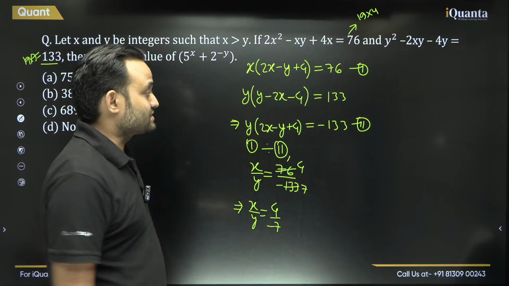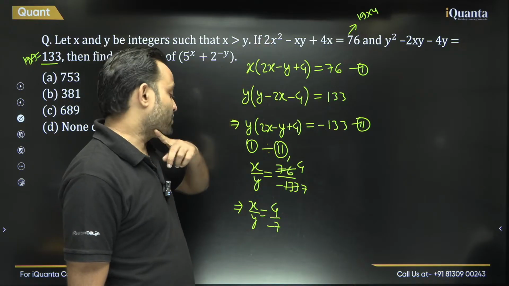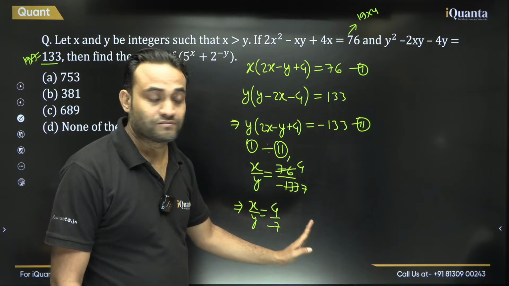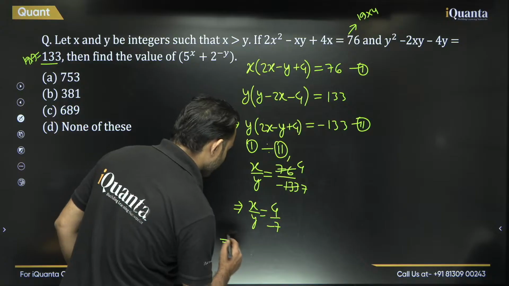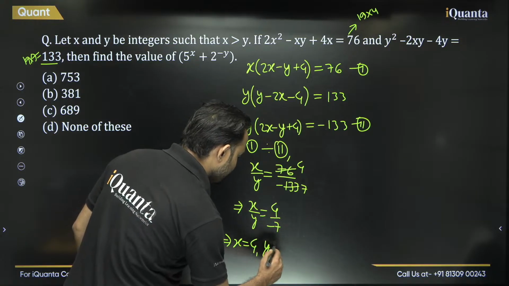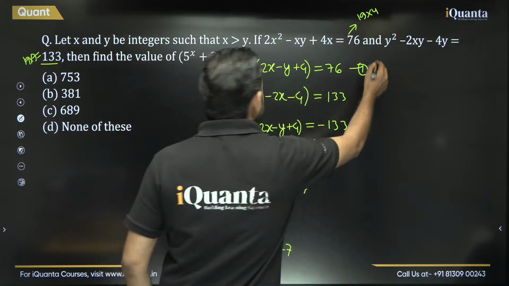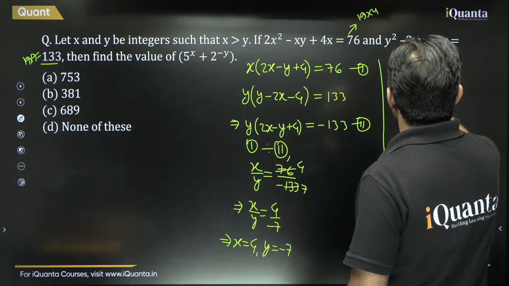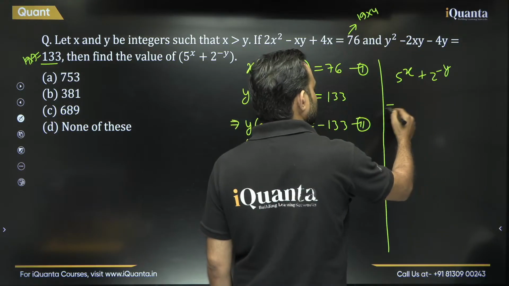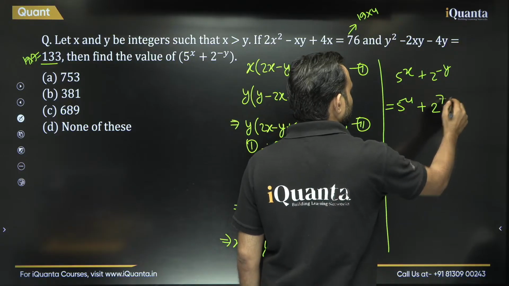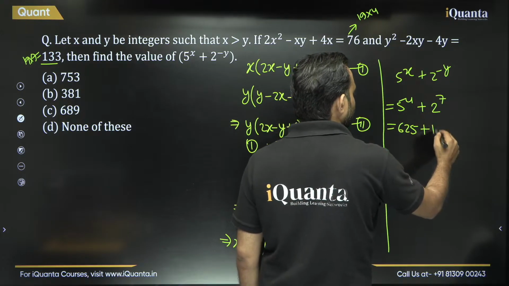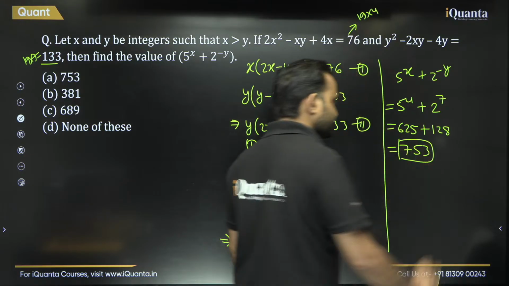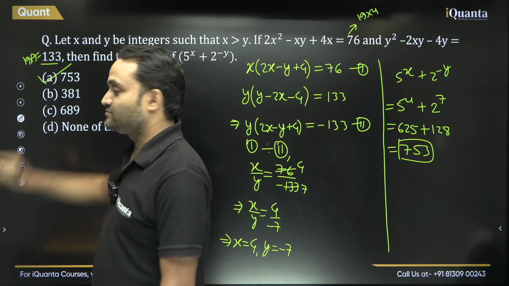Now, x and y are integers, right? You can check that if I put x equal to 4 and y equal to minus 7, both equations make sense. We cannot take a multiple of that, then it won't be correct. So from there we can say x is equal to 4 and y is equal to minus 7. Now, it asks the value of 5 to the power x plus 2 to the power minus y. That is 5 to the power 4 plus 2 to the power 7, which is equal to 625 plus 128, which is equal to 753. And our answer is option A.